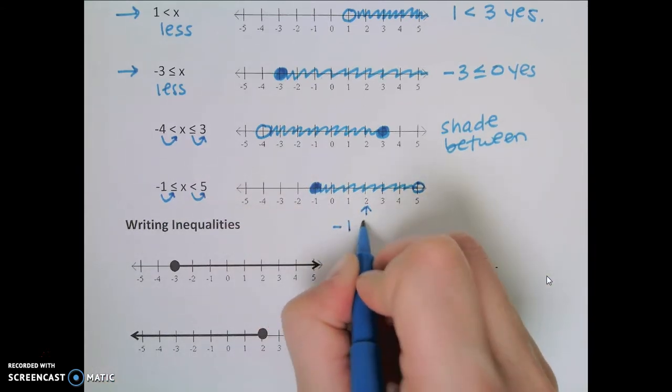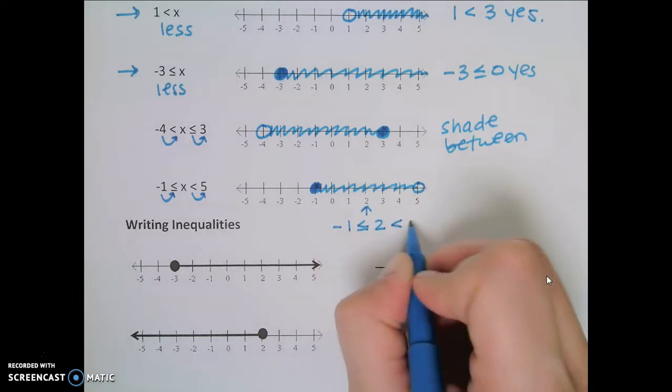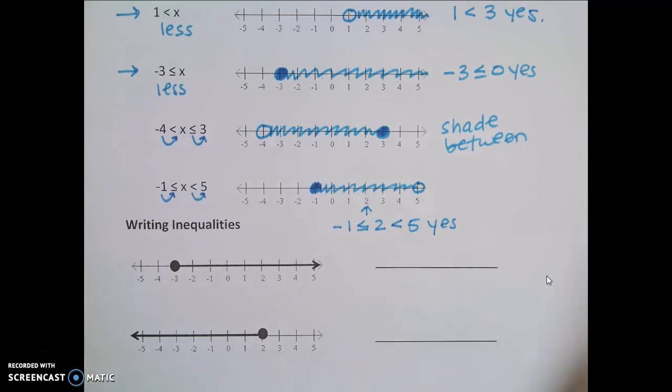So for example, let's pick 2 and just try it out. So -1 is less than or equal to 2. That is correct. And 2 is also less than 5. That is correct as well. That's how you know you shaded in the right space.